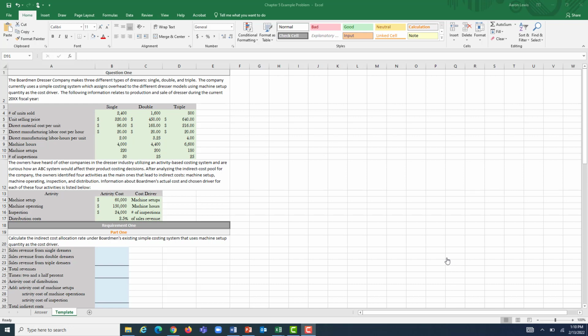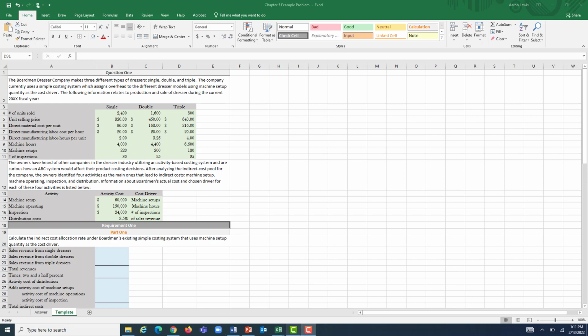The driver for machine setups is the quantity of setups they do. The driver for machine operations is the number of hours it takes to operate machines to make each respective model. The driver for inspections is the number of inspections that they're going to do for each model. And as I stated before, distribution costs are going to be based upon the total sales revenue of each model.